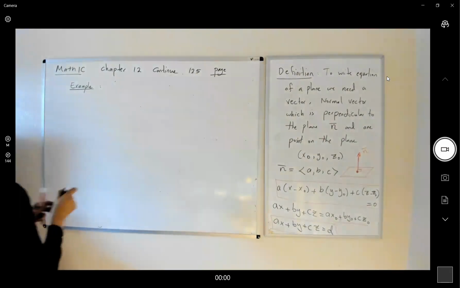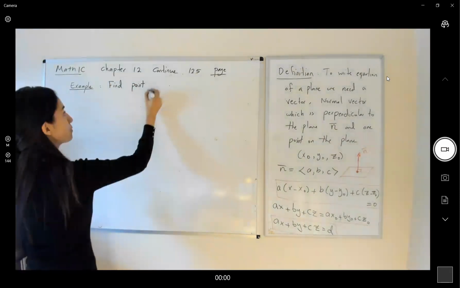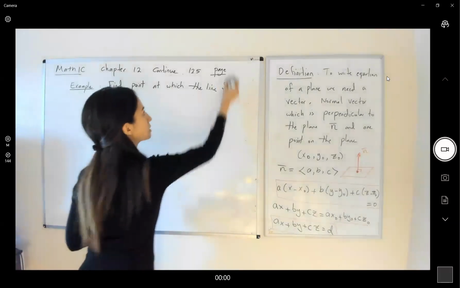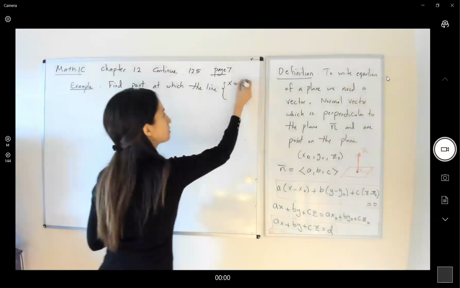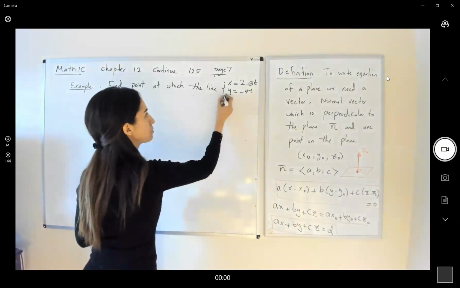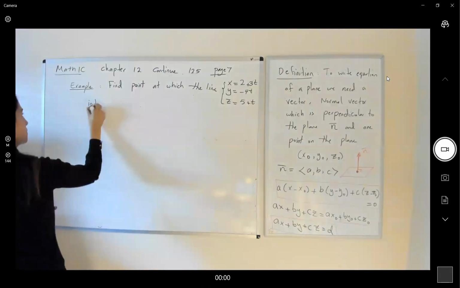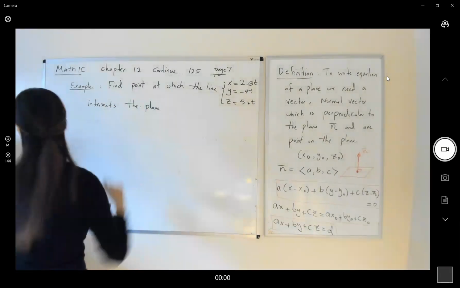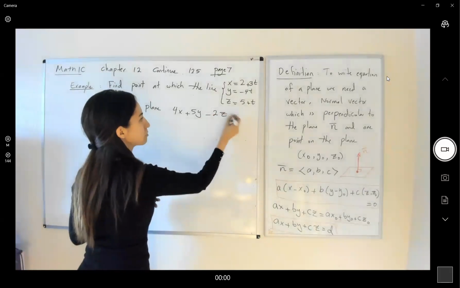There we go. This example says find the point at which the line, so the equation of the line is given as x is equal to 2 plus 3t, your y is equal to negative 4t, and your z is equal to 5 plus t, intersects with the plane 4x plus 5y minus 2z equals 18.